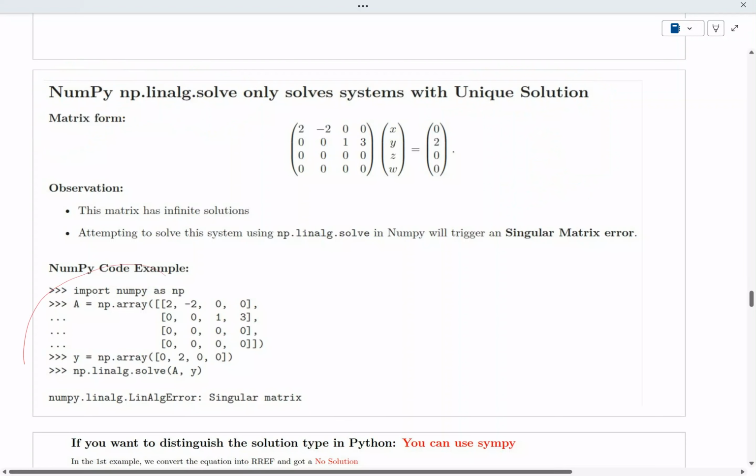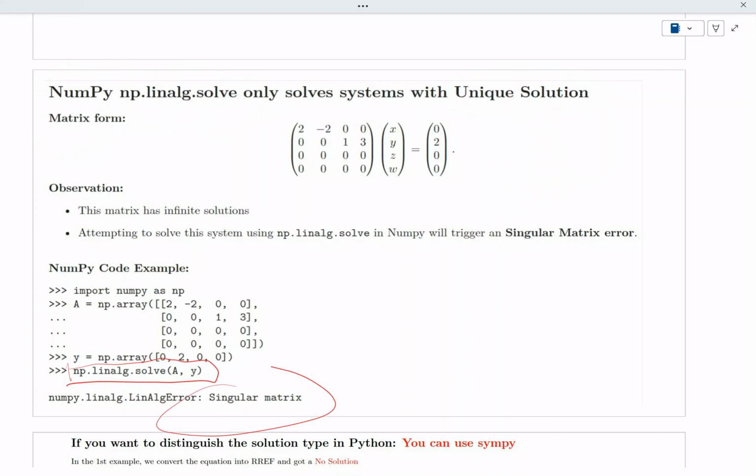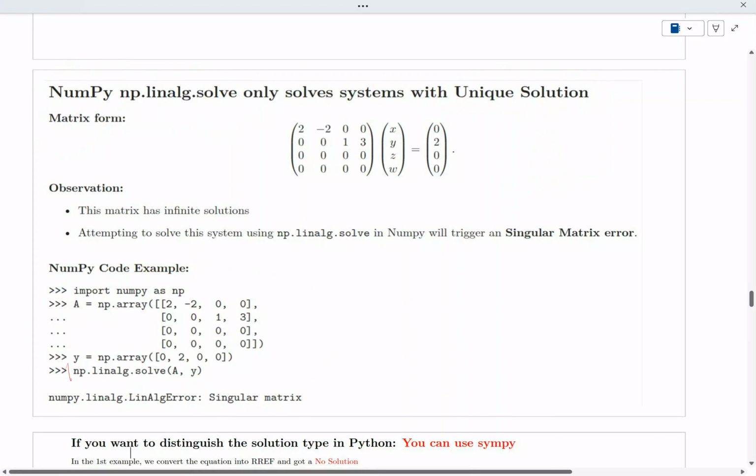Over here, here's an example. I try to run a solve, and it just crashes. This kind of crash is called a singular matrix crash. So you're going to get a singular matrix crash, and you know that, okay, there isn't a unique solution because there's either a contradiction or there's just an infinite number of solutions.